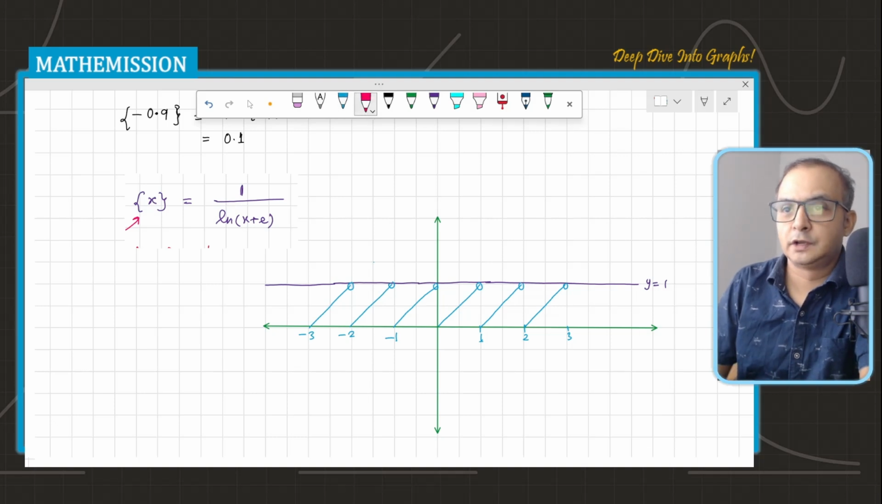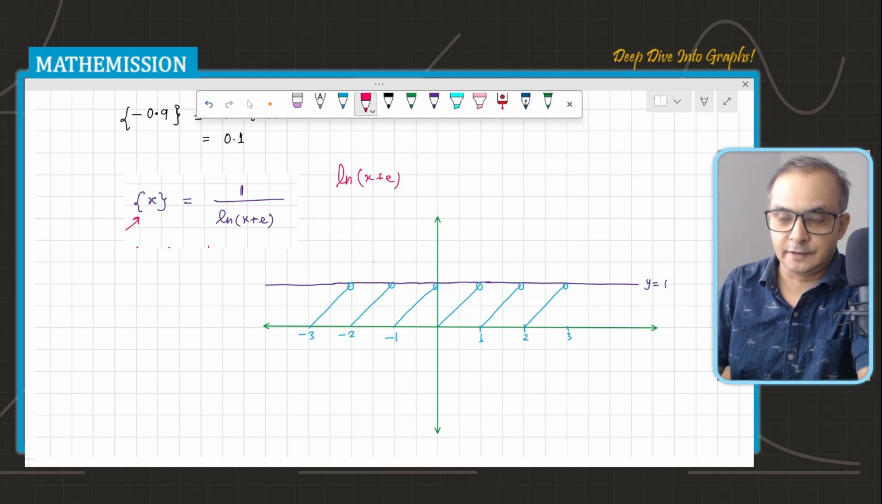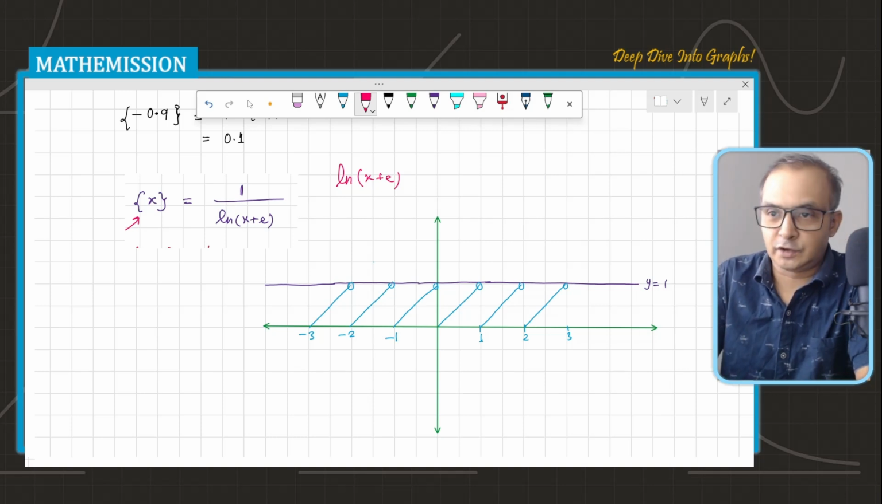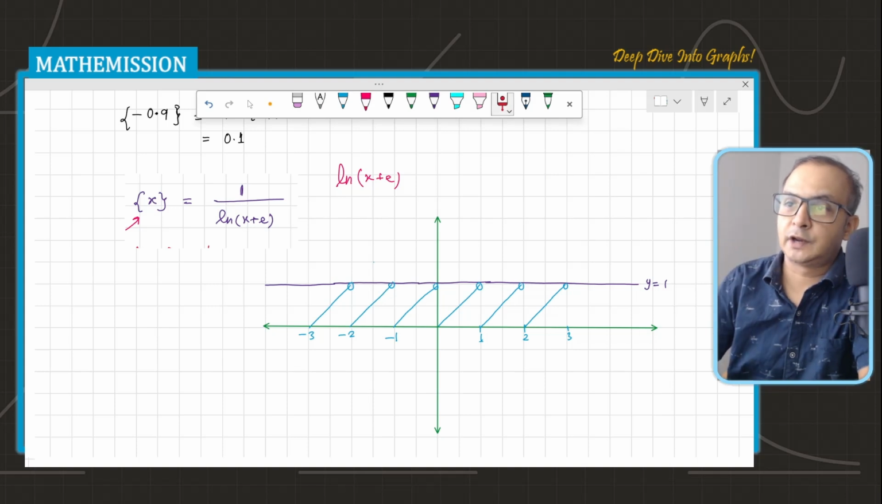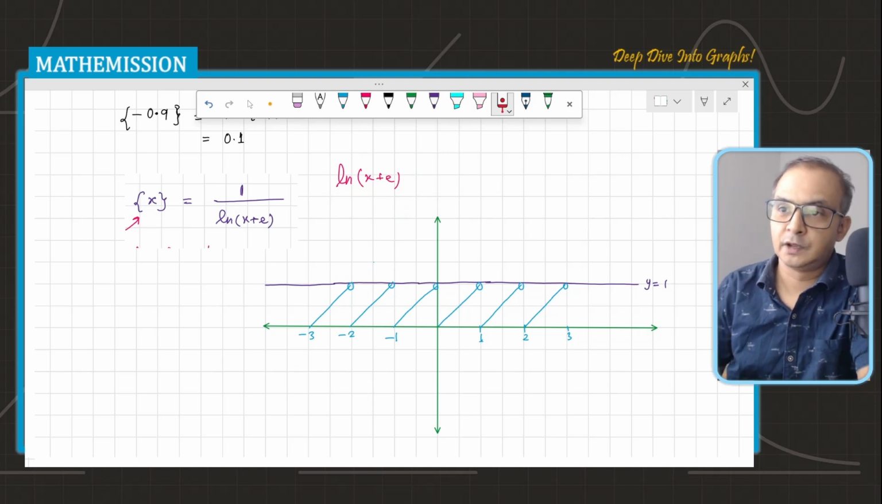Now I have to draw the graph of 1 by ln x plus e. Let's try to understand how we draw the graph of ln x plus e. You know that the log of x plus e is not defined at minus e. Any number lesser than minus e, the function is not defined. It means the function starts its graph from x equals minus e. You can think that to draw the graph of log x plus e, we are shifting the y-axis to minus e. It means the asymptote is at minus e.